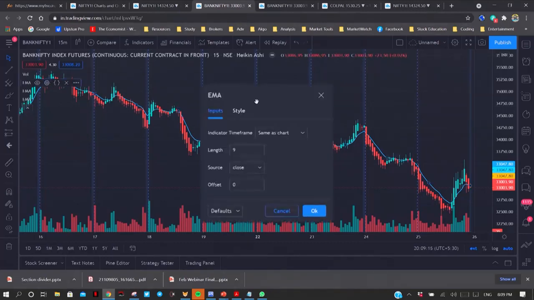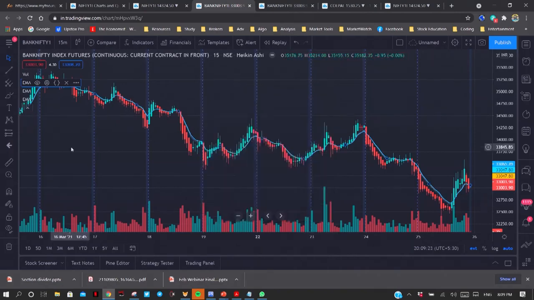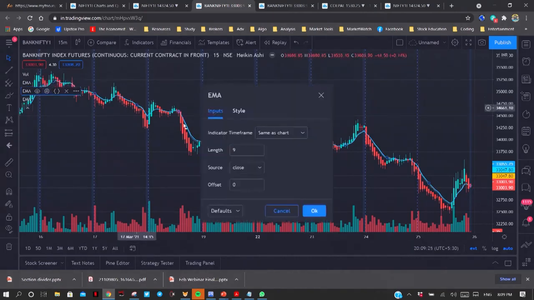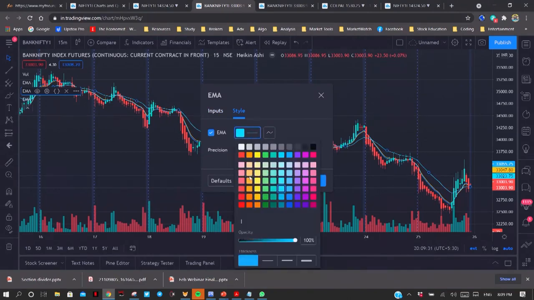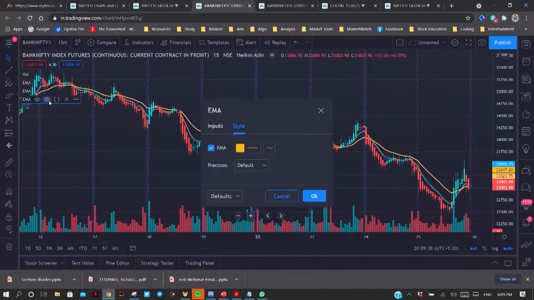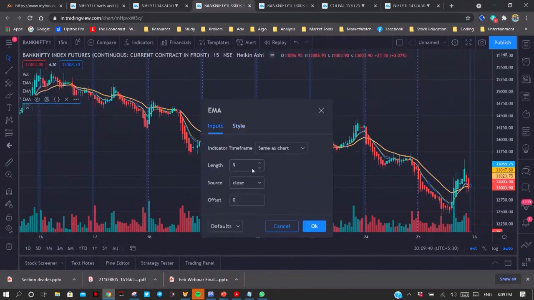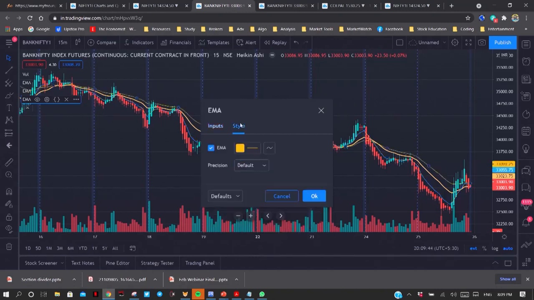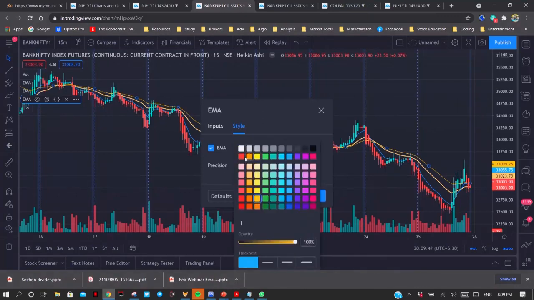So let's say I have taken here 8 EMA. Then let's say we have taken 21 EMA. Again, let's say I have taken something, let's say 34 EMA. Just a small thing, just to think a little differently, I would say. That is all the objective is.